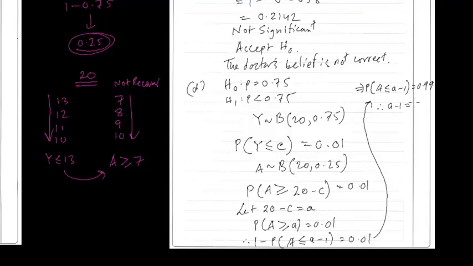So a minus 1 is equal to 10. That makes a equal to 11. So 20 minus c is equal to 11. Therefore c equals 20 minus 11, which is 9. So that is the greatest value. The greatest value is 9.